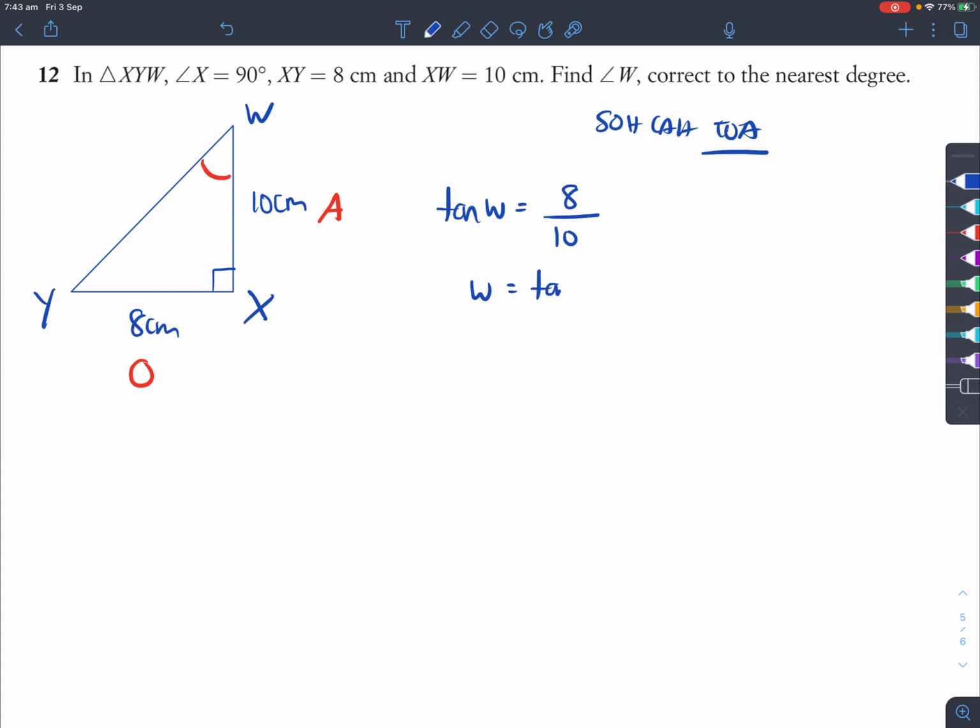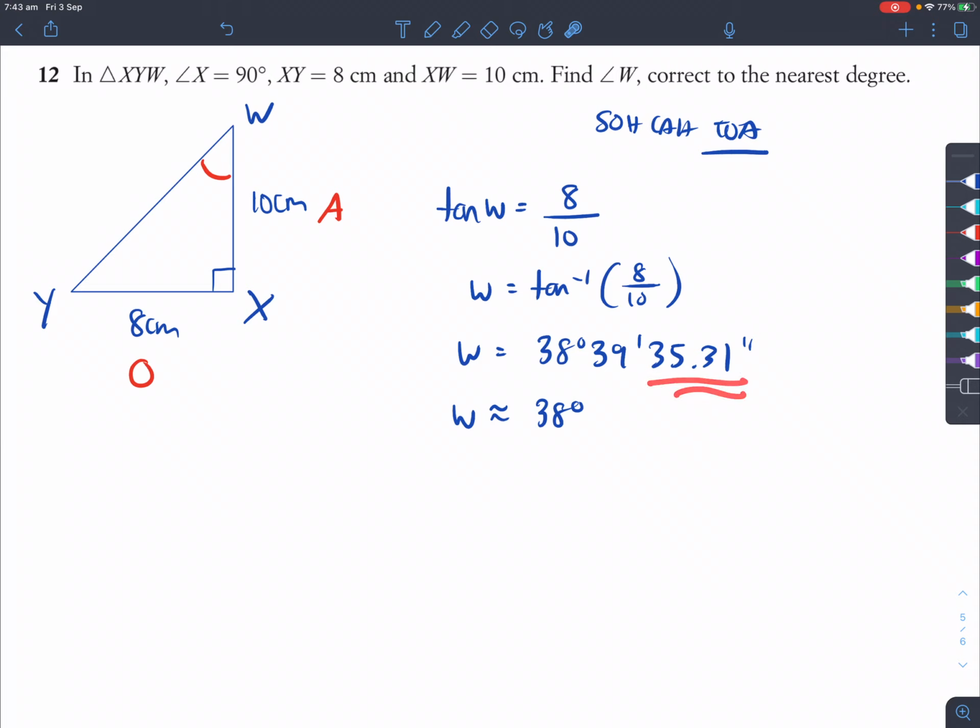So W would equal inverse tan of 8 over 10, if we inverse tan both sides. So if I press inverse tan on our calculators, and 8 over 10, we will get 38 degrees, 39 minutes, 35.31 seconds, and approximately what that gives you is 38 degrees and 40 minutes, because this number here is 30 or above.